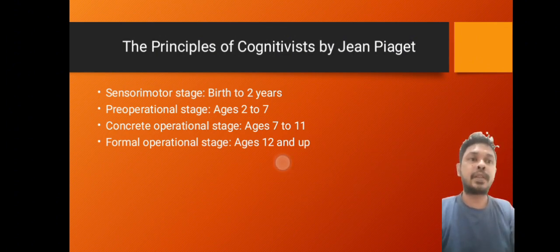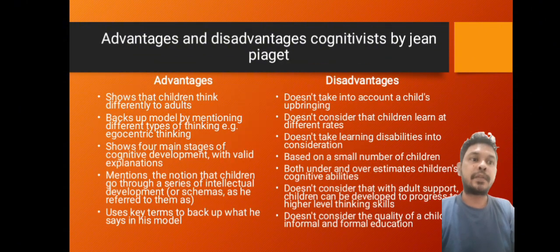And these are the advantages and disadvantages of cognitivism by Jean Piaget. The advantages: it shows that children think differently to adults. It backs up the model by mentioning different types of thinking, such as egocentric thinking. It shows 4 main stages of cognitive development with valid explanation, and mentions the notion that children go through a series of intellectual developments, and uses key terms to back up what he said in his model.